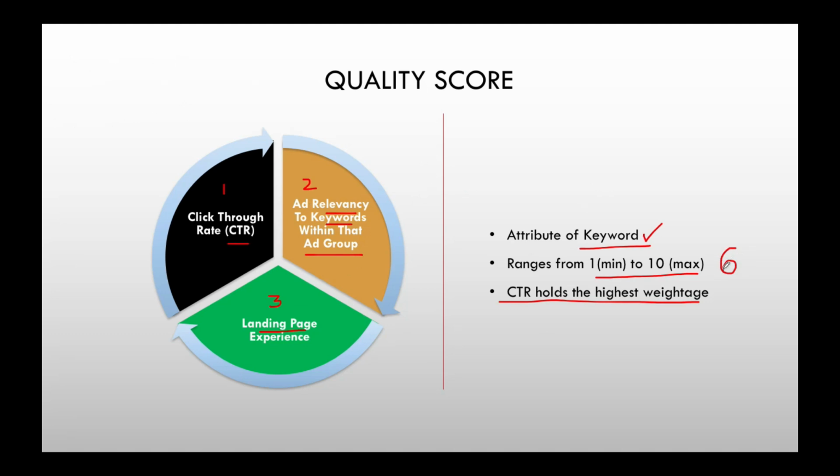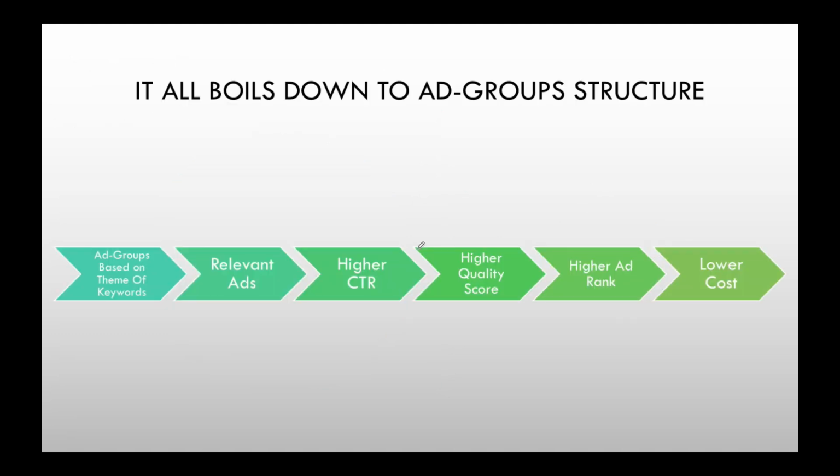So it all boils down to how you create ad groups and how you structure them. Because when you create ad groups based on themes of keywords, only then can you show relevant ads to people. So whatever the user is searching for, that search query, you can show them relevant ads. But when? Only when you've created ad groups based on themes of keywords. And when you show relevant ads to people, what happens? People find the ad relevant to what they're searching for. They ultimately click on the ad, right? When they click on the ad, it will improve your CTR.